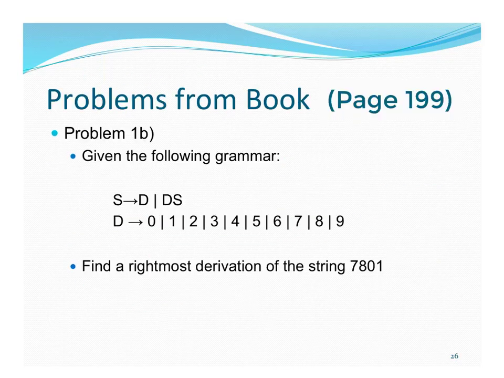Okay, so here's a problem from the textbook. It says, given the following grammar, looks like we have 2 non-terminals here, an S and D, and our terminals look like they come from the digits 0 through 9. Find a rightmost derivation of the string 7801.